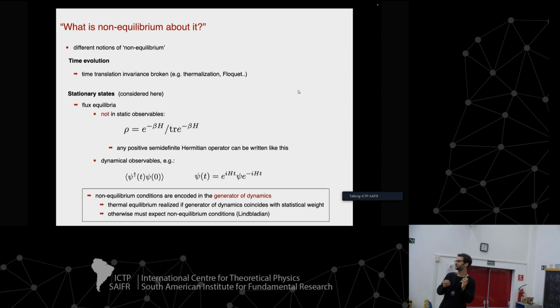The question is whether this is significant physically at long wavelength or not. But at a conceptual level, that's really it. Thermal equilibrium is realized if the generator of dynamics coincides with this object that stands in the statistical weight. Otherwise, we must expect non-equilibrium conditions, like in this Lindbladian.